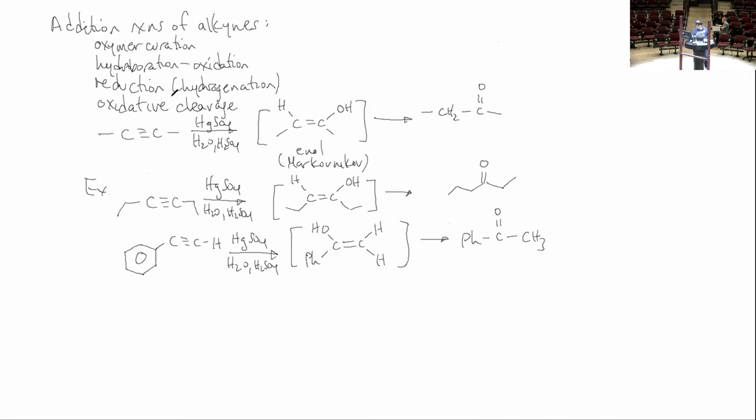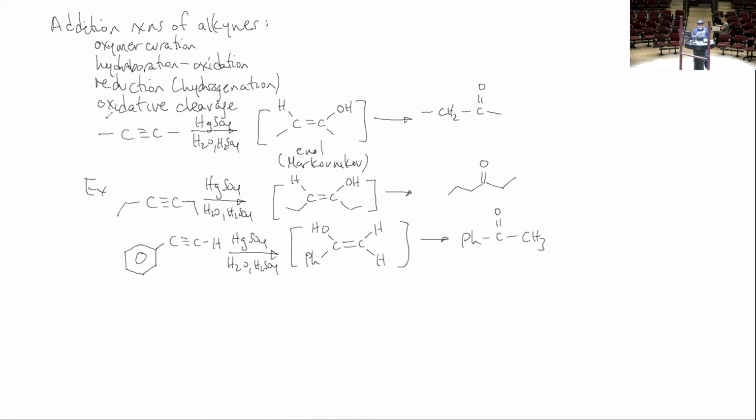The first part of the mechanism is going to be the same, though. You're going to get the same as with alkenes. So if you need to review that, go back and look at the first part of the mechanism of oxymercuration of alkenes. You'll see that the Hg2+ ion adds across the pi bond. It does that here too. You'll get a three-membered ring.